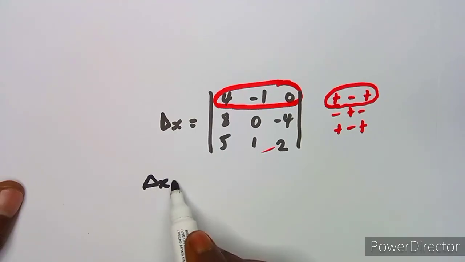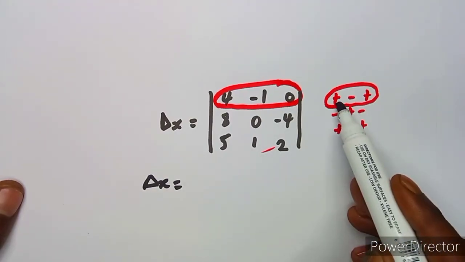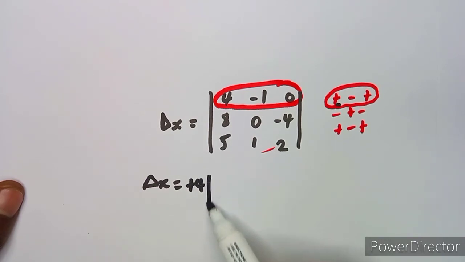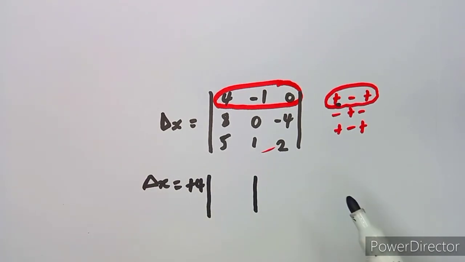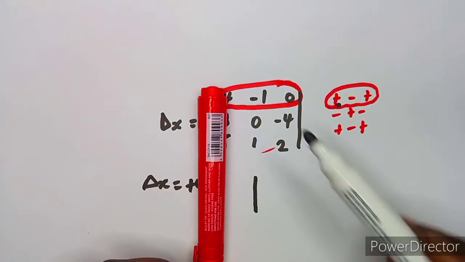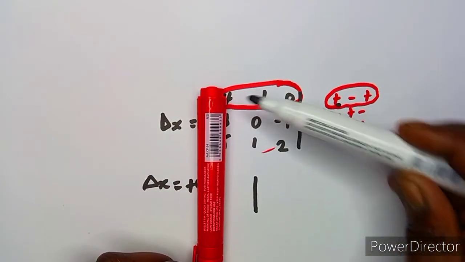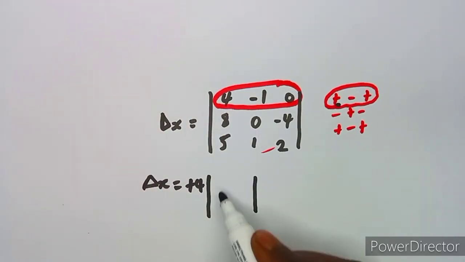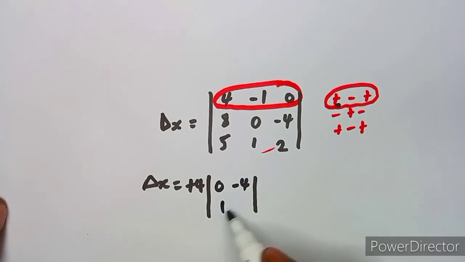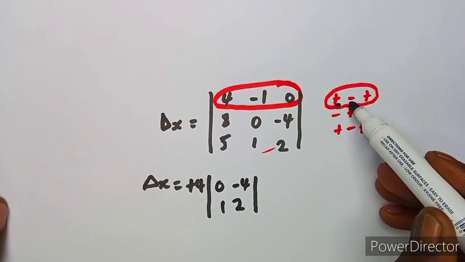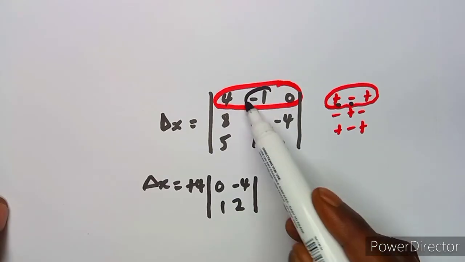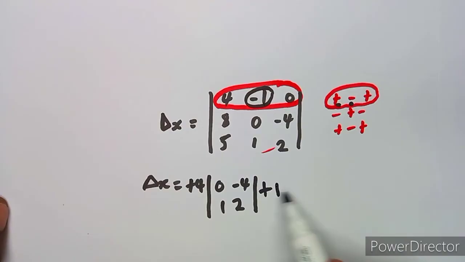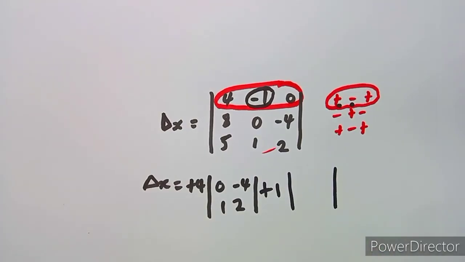So our determinant is going to be plus 4. This is 4, so it's going to be plus 4. We find the determinant corresponding to the 4 if we close the column and the row where there is 4 here. As you can see, we are going to be left with 0, minus 4, 1 and 2. Minus times, there is already a minus here, so it's minus times minus, which is plus 1. All right, you find the determinant.